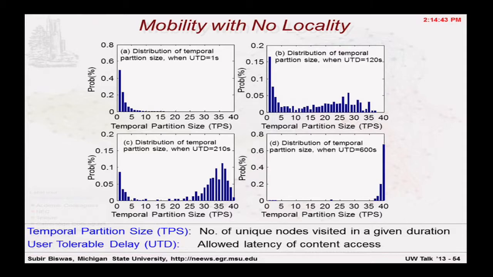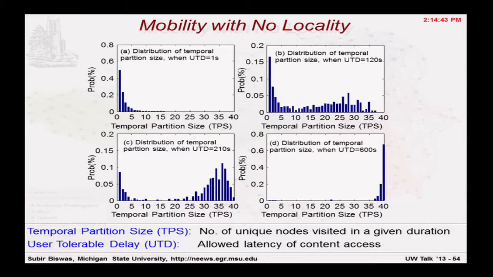We call this the user tolerable delay. User tolerable delay is the delay amount during which I look at the partition distribution of my network, right? So you see that the first distribution is for a 1 second period, so your temporal partition size is more towards the smaller side. And then the next one is 2 minutes, and you see that your partition size distribution has a pull to the right, meaning that you are seeing more and more people. And then this one is for 210 seconds.